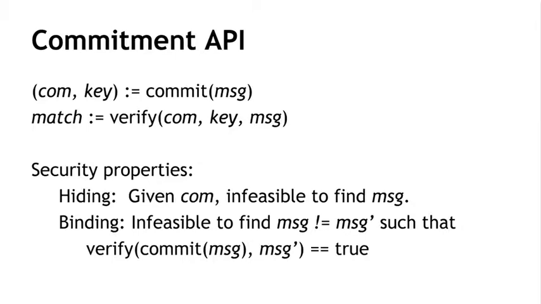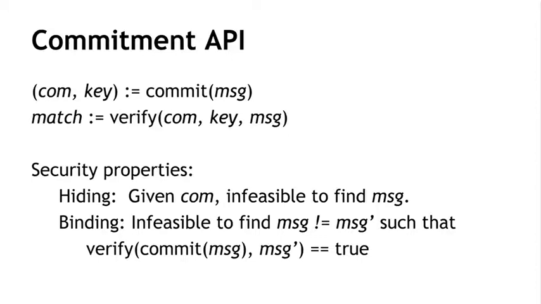The second property is that it's binding, that when you commit to what's in the envelope, you can't change your mind later. That is, it's infeasible to find two different messages such that you can commit to one message and then later claim that you committed to another, and the whole thing will verify. Okay, so how do we know that these two properties hold?